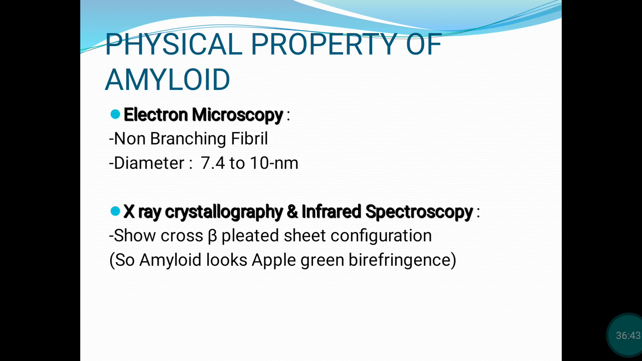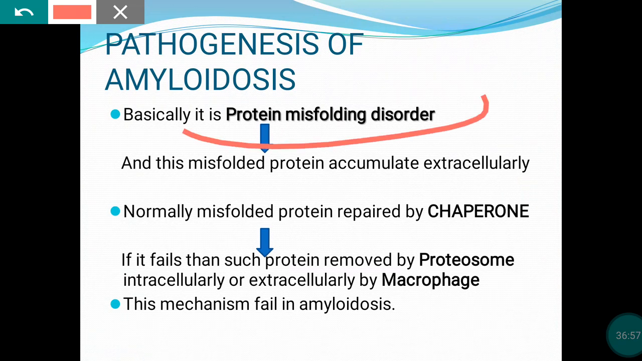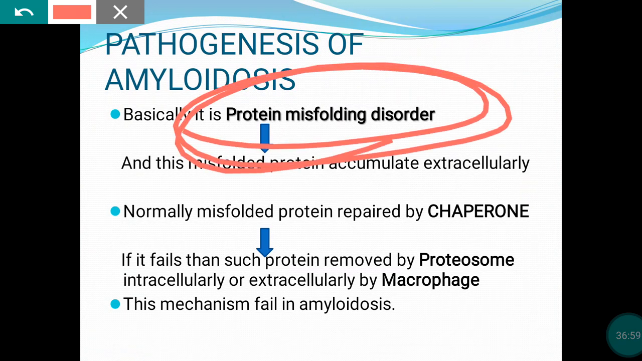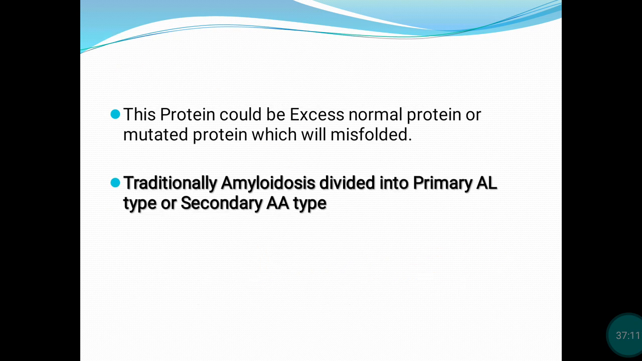What is the physical property? In electron microscopy, it is seen as a non-branching fibril. And in X-ray crystallography and infrared spectroscopy, it has a beta-pleated sheet configuration. The pathogenesis is basically a protein misfolding disorder, right? It will not get repaired by chaperones, or such misfolded protein will not get removed by proteasome or macrophage. And so the amyloidosis will develop. The misfolded protein gets accumulated.